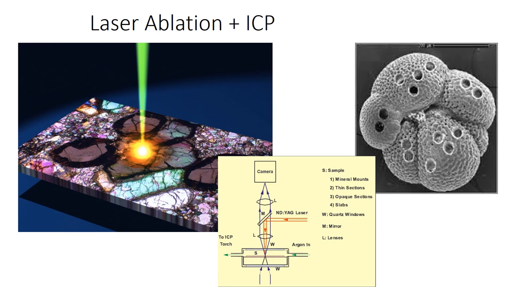Okay, so while we've been talking about inductively coupled plasma, I thought I'd just quickly mention that one of the ways of introducing the sample, rather than dissolving up your sample and spraying it into the plasma, is that you can use laser ablation. So if you've got a solid sample and you want to analyze different parts of the sample, either in some sort of thin section like this, or you wanted to actually analyze different chambers of a foram, okay, you can use a laser to basically blast away holes in your sample.